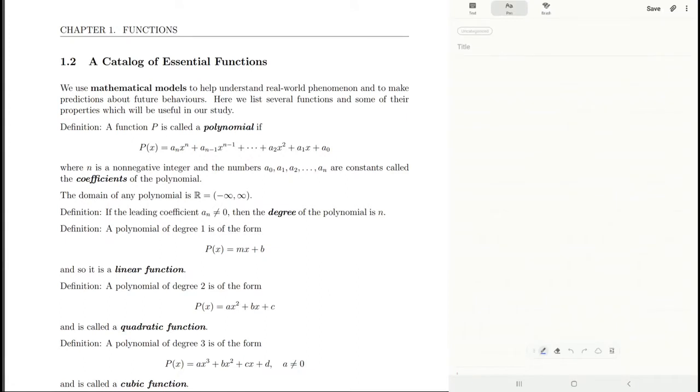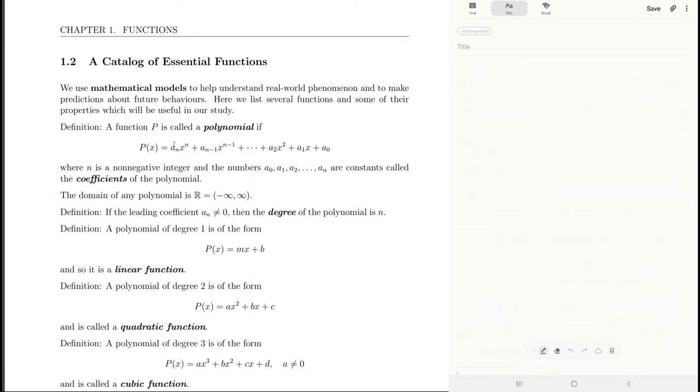Hello everyone, welcome back. In this video, we're going to talk about the various functions that we will encounter throughout our course. Now, these functions are typically used as models to help us understand real-world phenomena and to make predictions about the future. So the first function we'll define are polynomials, and polynomials are functions that take on this form.